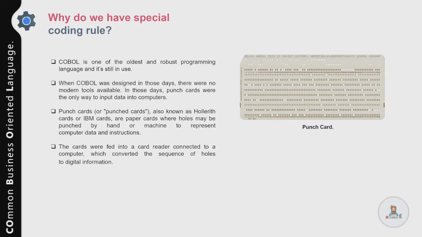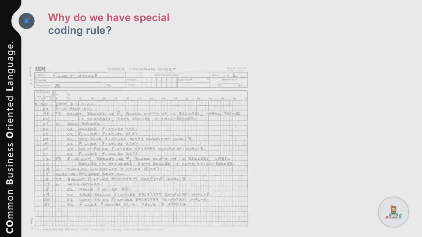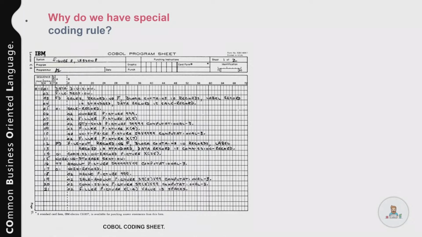And lastly, these cards or stacks of cards were fed into a card reader connected to a computer that eventually converts the sequence of holes into digital information. If you look at the right-hand side of your screen, you'll notice a sample punch card with a certain set of holes, and these holes represent information that can only be understood by a punch card reader. The punch card reader reads this set of information with the help of these holes and translates it into digital information. And last but not least, one of the most widely used punch card machines was the IBM 029.